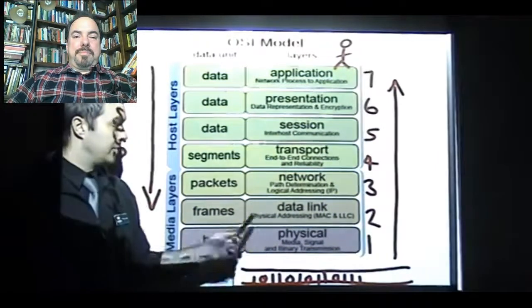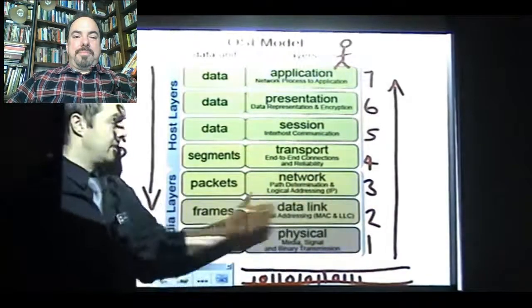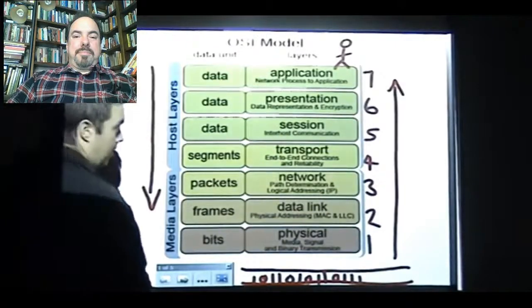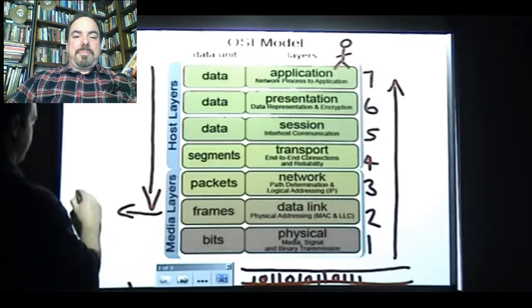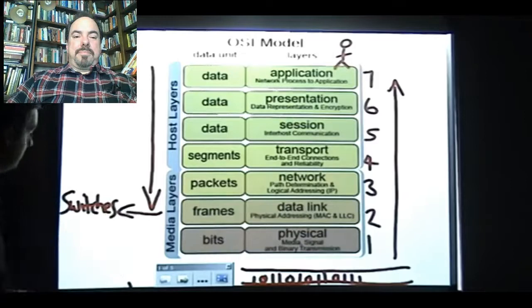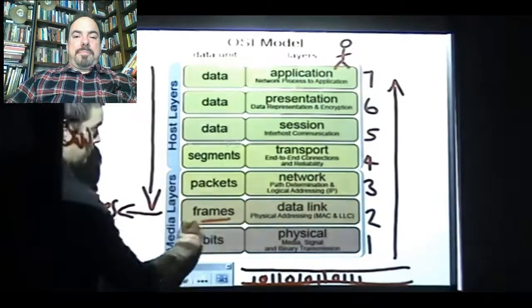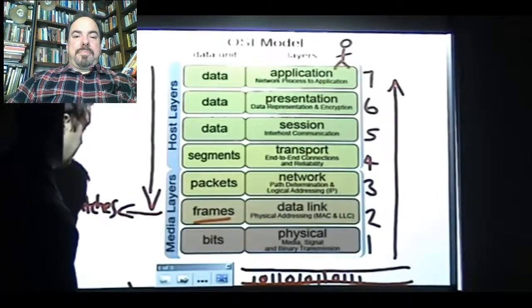On the data link layer, we've got physical addressing and media access control. This is where MAC addresses live. And because MAC addresses live on the data link layer, this is where switches live. Therefore, switches forward frames, which live on the data link layer of the OSI model.